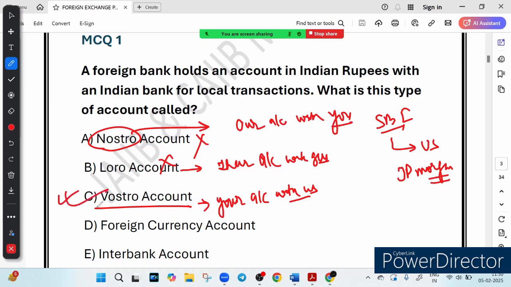Option D says foreign currency account. This is an account where a person or company holds foreign currency in an Indian bank. It is not specific to a foreign bank, right? So an Indian exporter might have a foreign currency account with SBI to receive payment in dollars from an international client. So D is also incorrect.